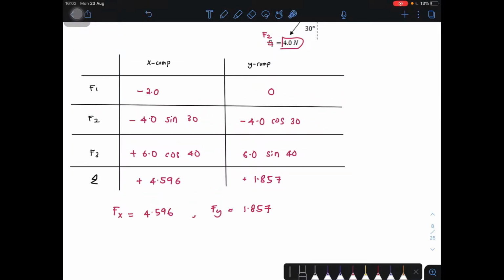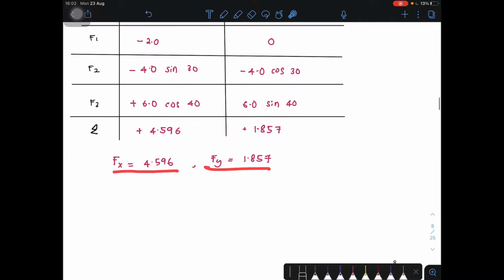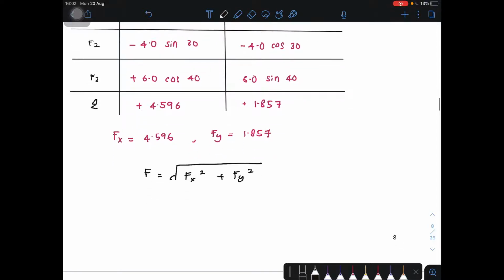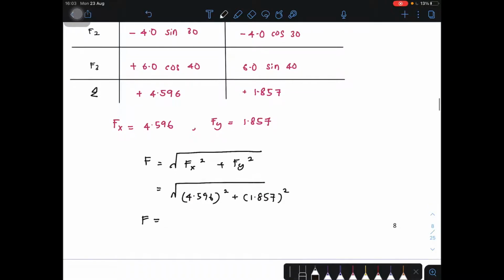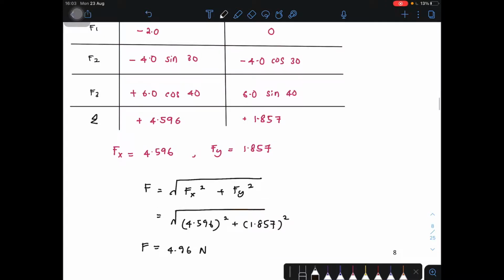Okay, so now that we have fx and fy, kita kena cari the resultant, which is using this formula, fx square plus fy square. So fx 4.596 square tambah 1.857 square. So akan dapat f is equal to 4.96 Newton.